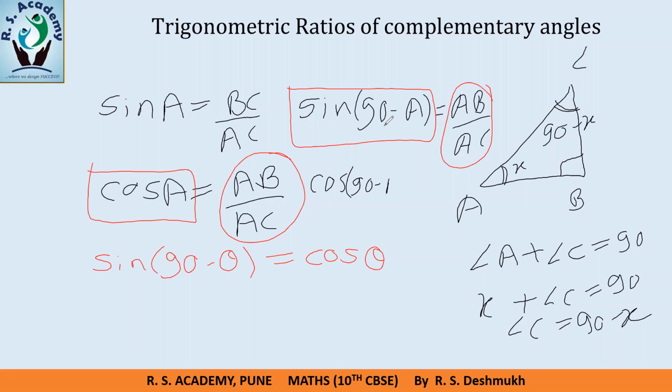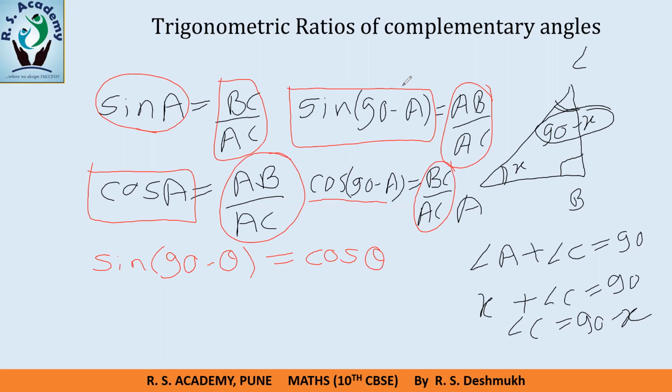Similarly, suppose I want to find out cos of 90 minus A. Cos of 90 minus A will be what? Where is the 90 minus A angle? Here is the 90 minus A. Cos is adjacent, that is nothing but BC upon hypotenuse, that is AC. But if you again check, you can observe sine A is BC upon AC. Cos of 90 minus A is also BC upon AC. What does it indicate? Cos of 90 minus theta is equal to sin theta.